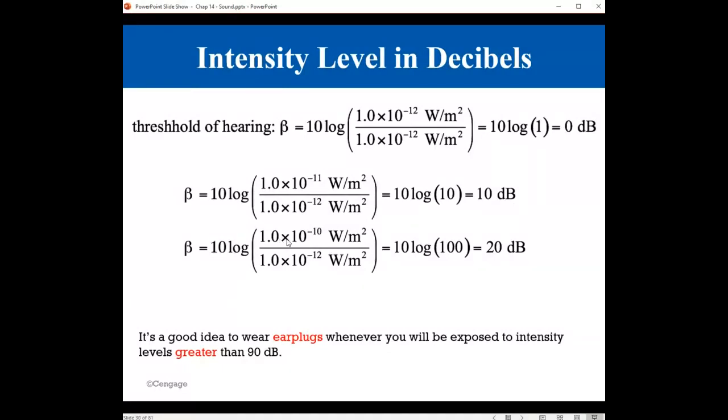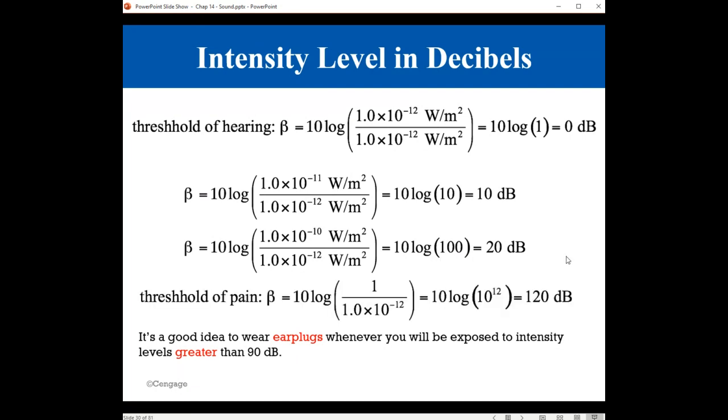Then another example, if you take intensity 1 by 10 to the minus 10, divide this by the threshold of hearing, you have 10 logarithm 100. 100 means 10 to the power 2. Logarithm of 10 to the power 2 is 2 multiplied by 10, so it is 20 decibels. Threshold of pain, 1 divided by 1 by 10 to the minus 12, this is 10 to the power 12. Logarithm of 10 to the power 12 is 12 multiplied by 10, this is 120 decibel.